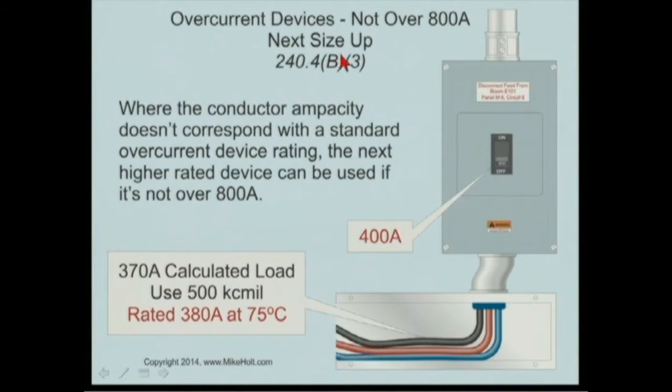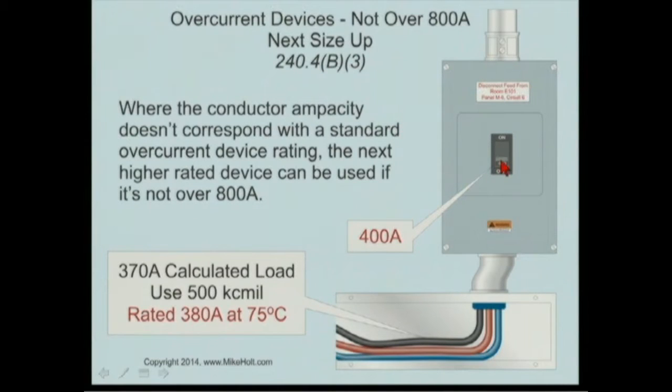Let's go to B, which is the next size up rule. Where the conductor ampacity doesn't correspond with the standard overcurrent device rating, then you can use the next higher rating device if it doesn't exceed 800 amps. Well, 500 kcmil is rated 380 amps in table 310.15(B)(16) at 75 degrees C. We do use 75 degrees C, so we're good here. 380 amp wire doesn't correspond to a standard size. 240.4(B) allows us to go to the next size up breaker.